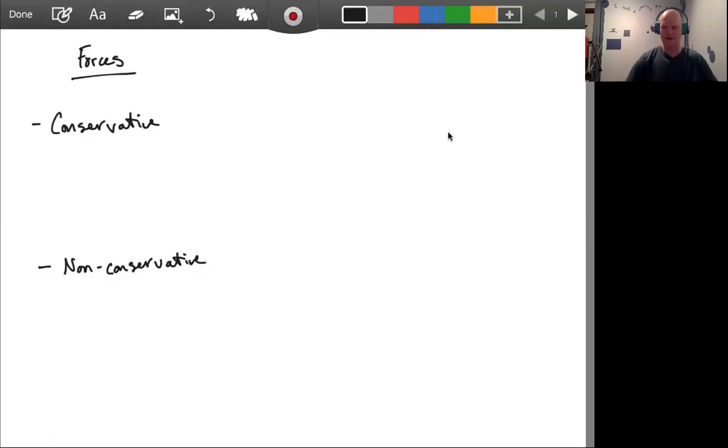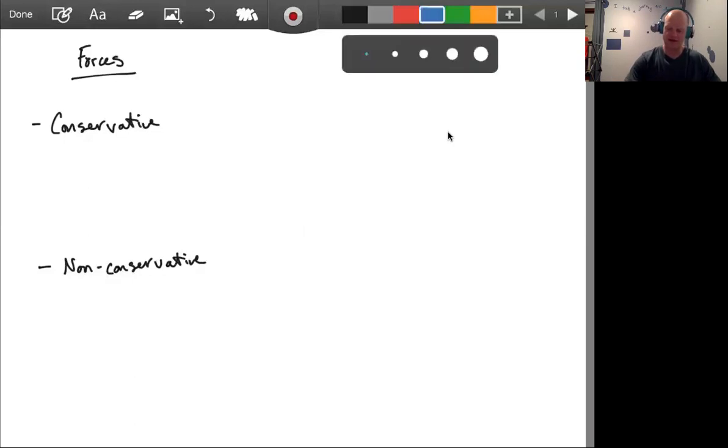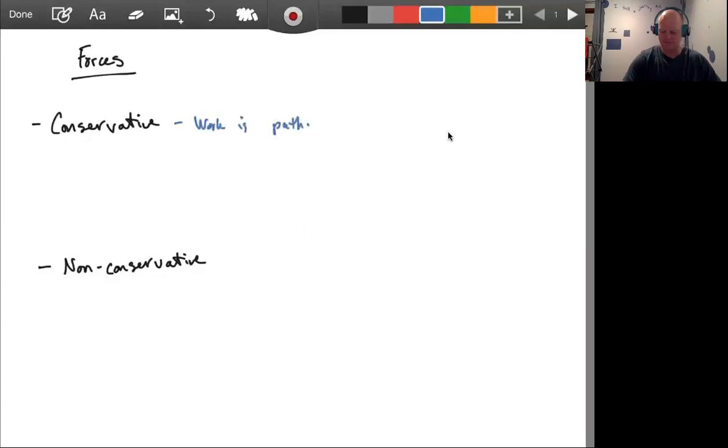All right, so let's pick up where we left off yesterday. We said that work allows us now to classify new forces. We have the conservative force, and the conservative force means that the work is path independent. So what does that mean?